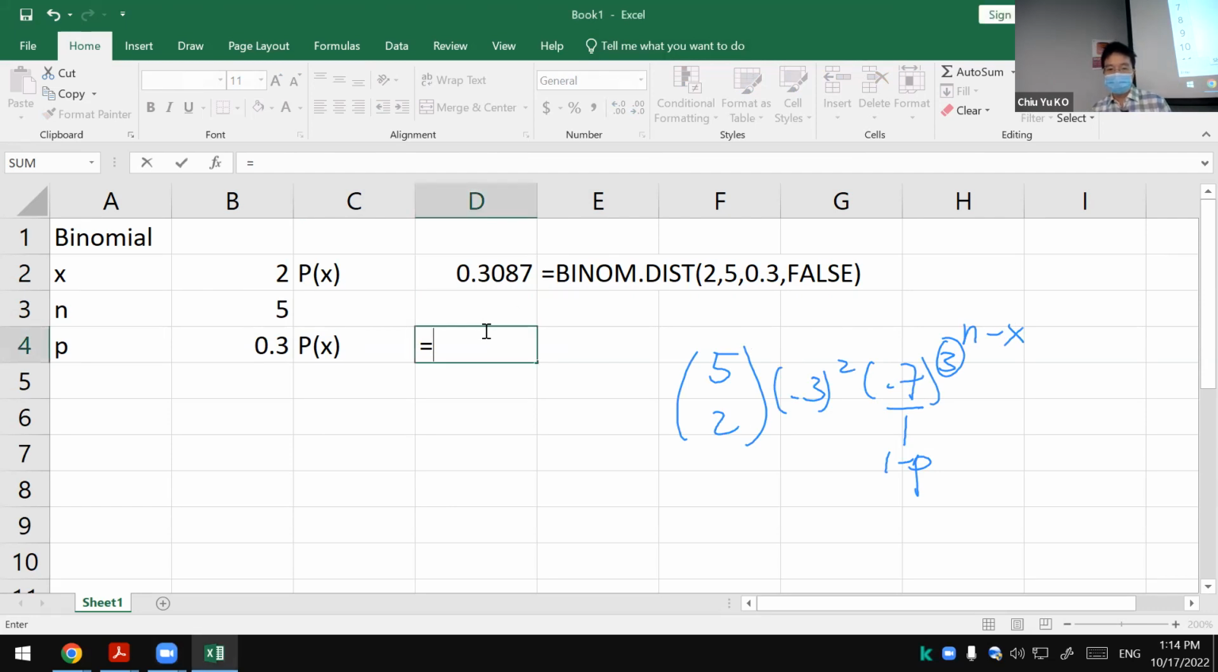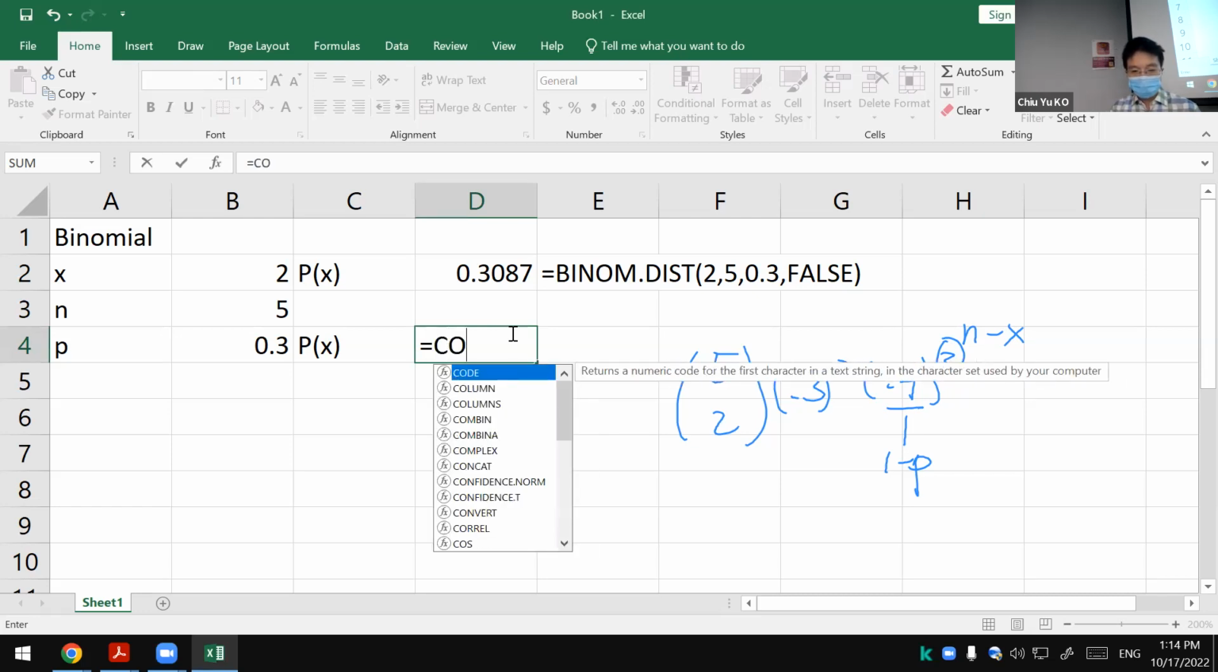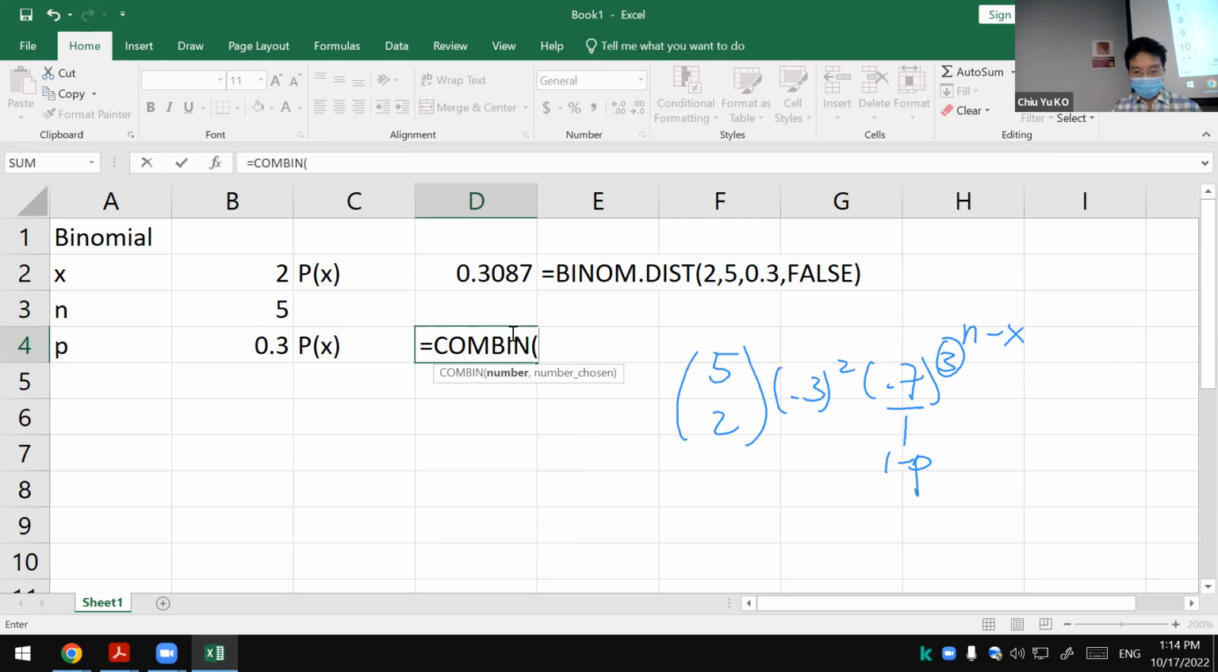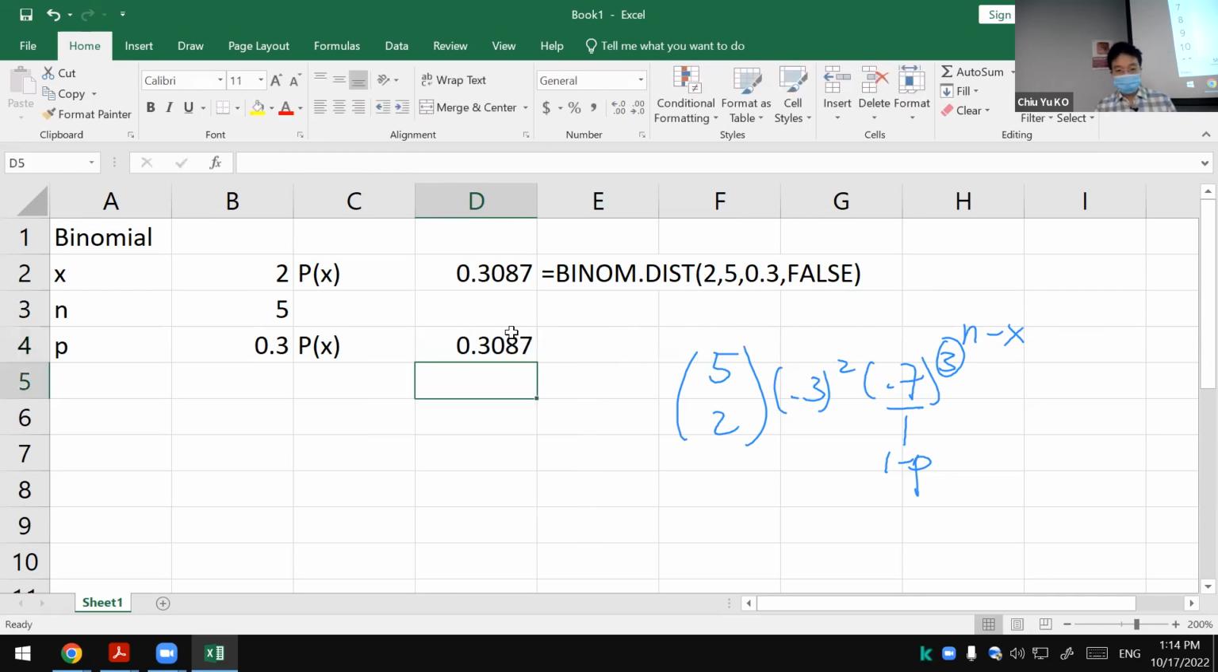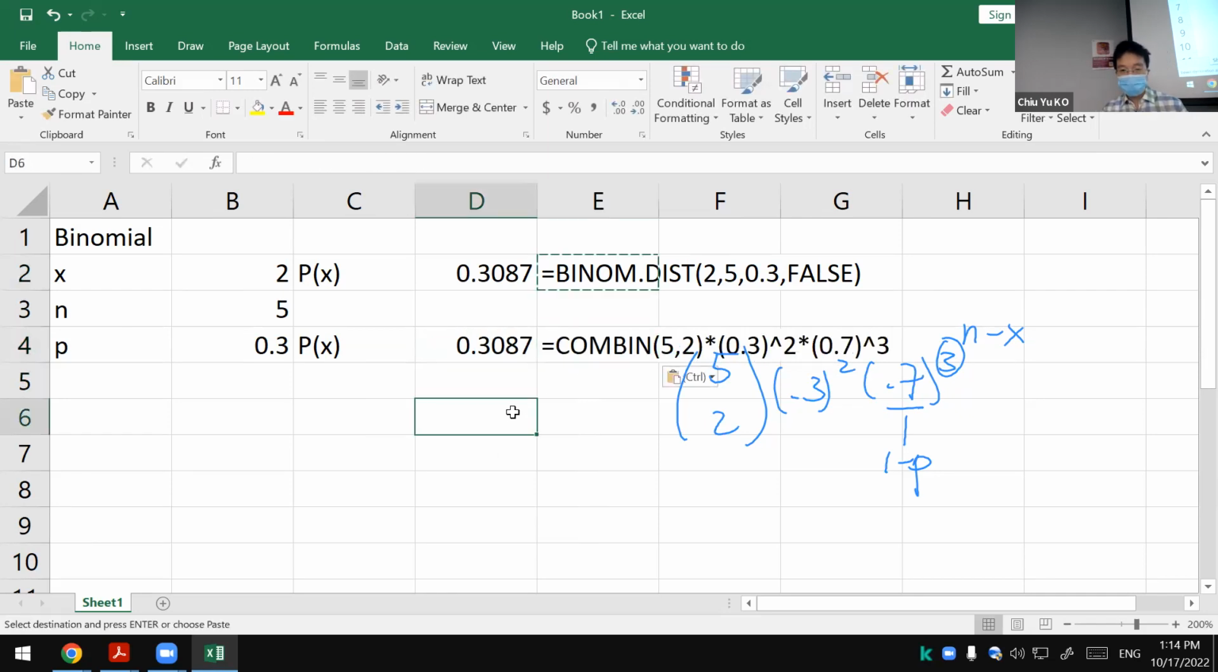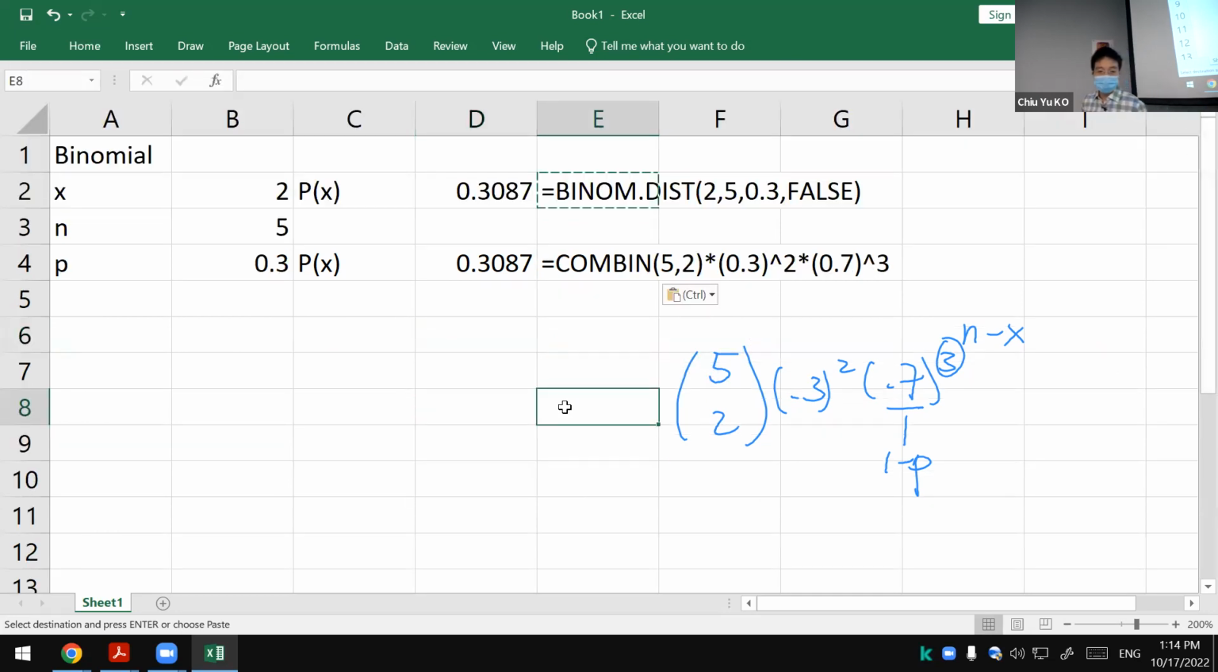So what I want to show you is that this is the same formula here. Combination is called COMBIN. Combination 5, 2 is what it is here, and you multiply by 0.3 raised to the power 2, times 0.7 raised to the power 3. So that is this solution. Let me copy this here. This is exactly how you get the answer. So that's how Excel works, very quickly.